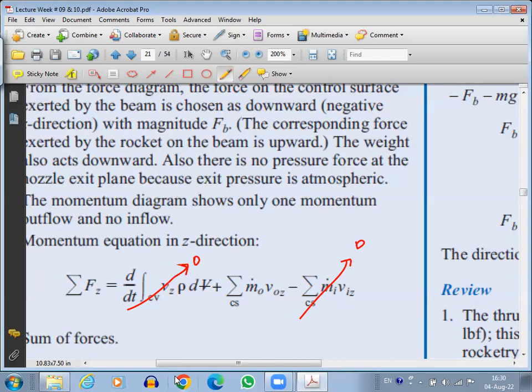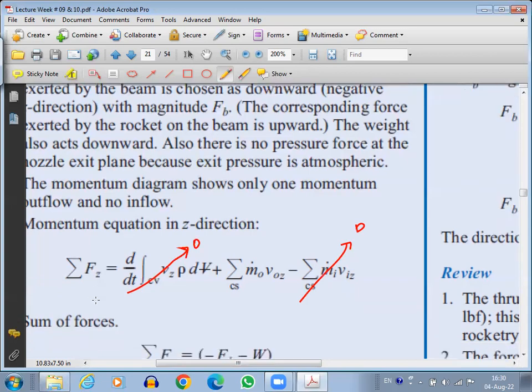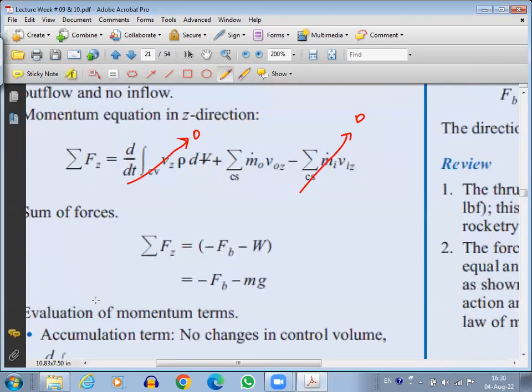So what are we left with? We have the exhaust, which is the outlet. So we'll have one exhaust, and obviously then the forces that we have to consider. Okay, so let's consider the forces.